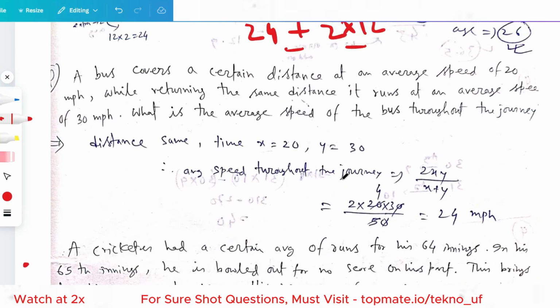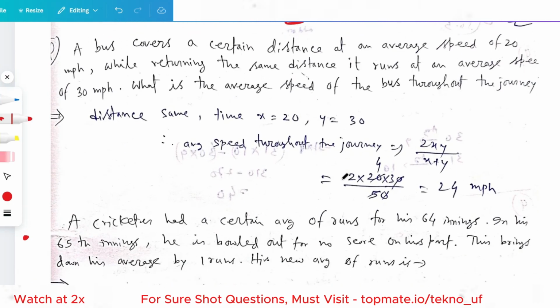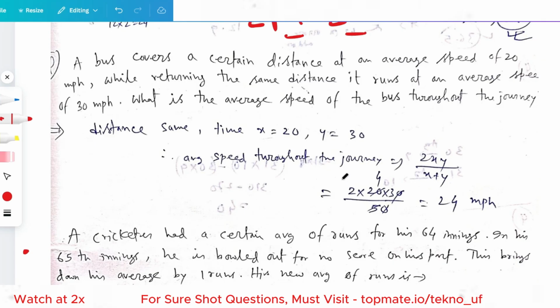Let me go to the next problem. A bus covers a certain distance at an average speed of 20 meters per hour. While returning the same distance, it runs at an average speed of 30 meters per hour. What is the average speed of the bus throughout the journey? The key point is same distance.